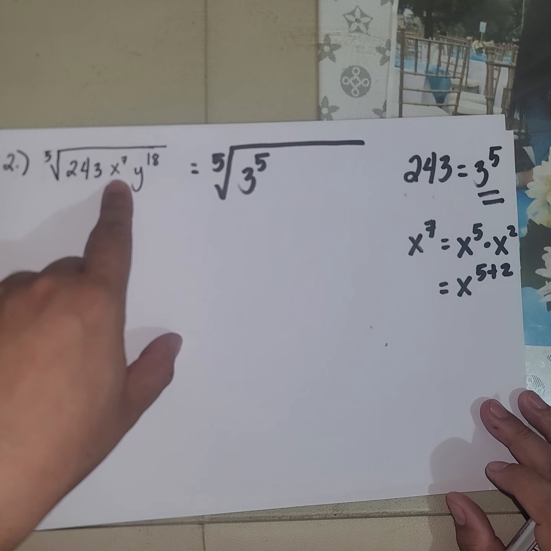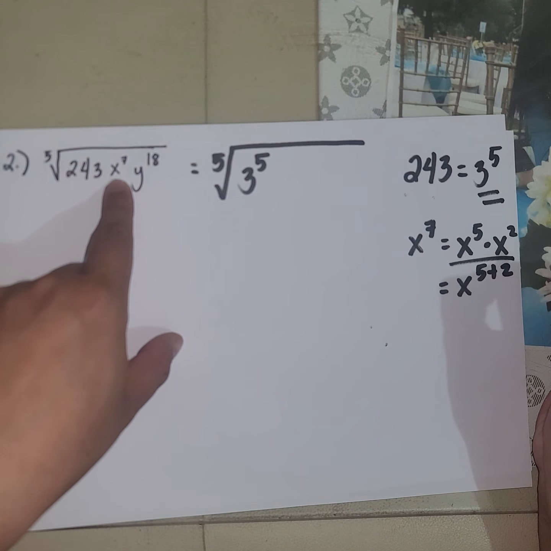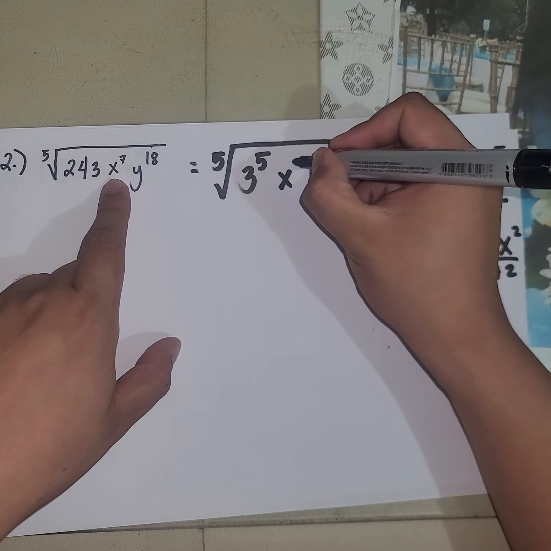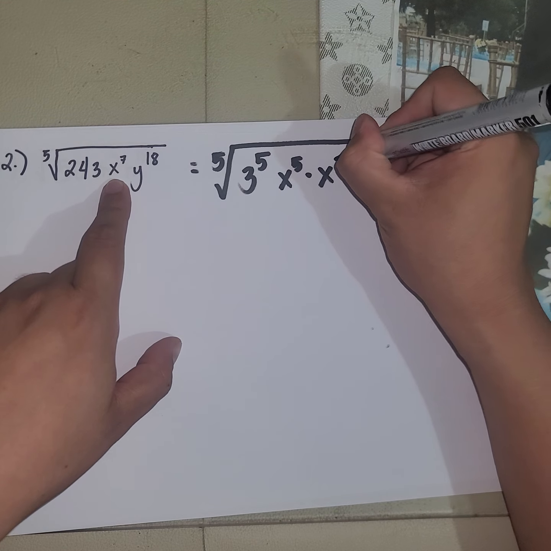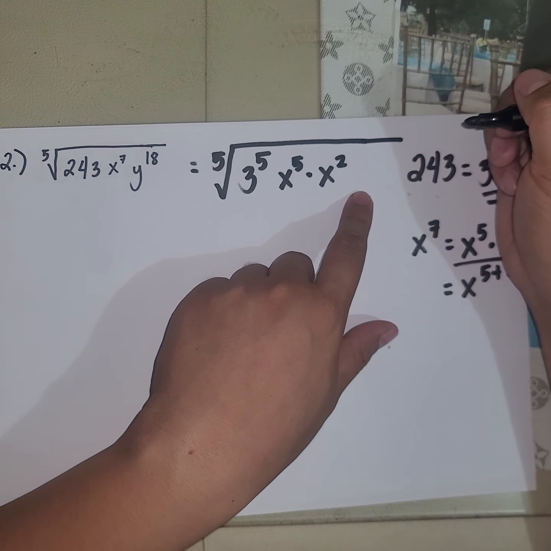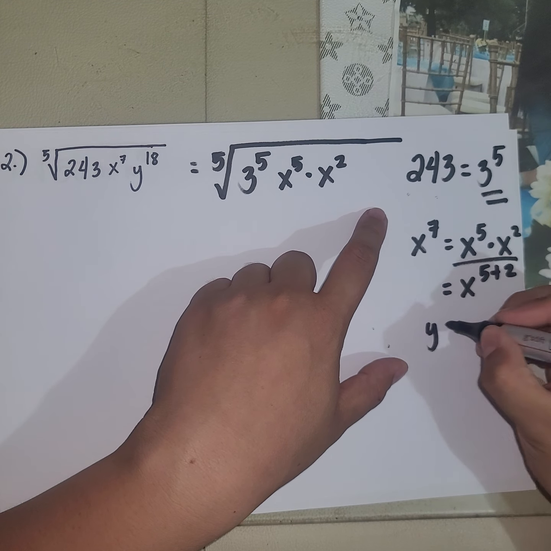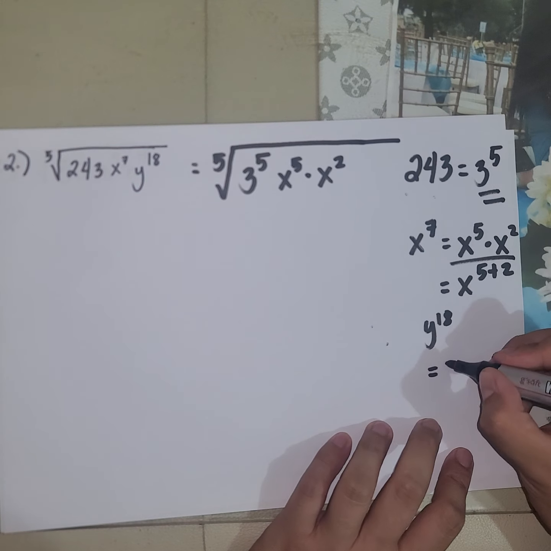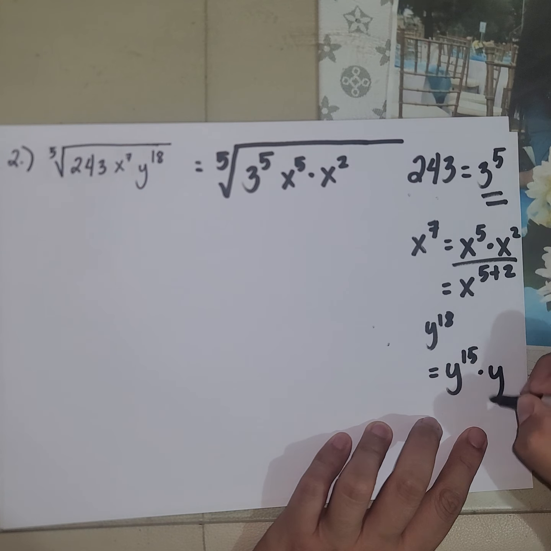So, yung x raised to 7, papalitan natin ng x raised to 5 times x raised to 2. Next, how about y raised to 18? Tandaan nyo, ang y raised to 18 ay equivalent kay y raised to 15 times y raised to 3.